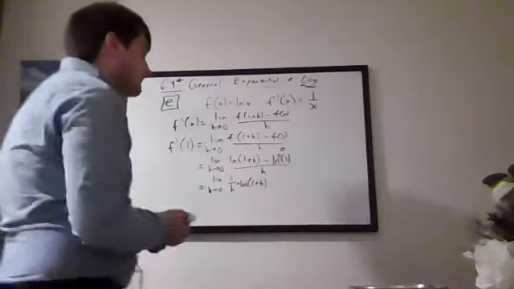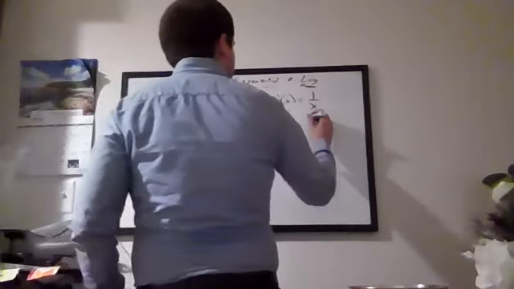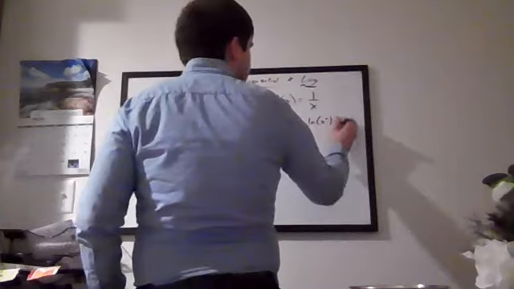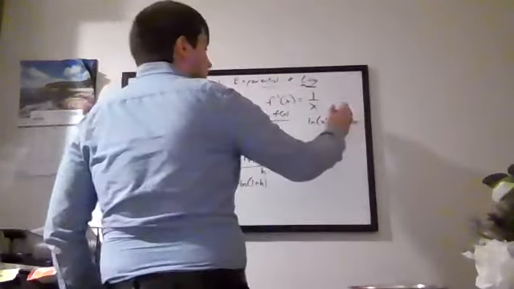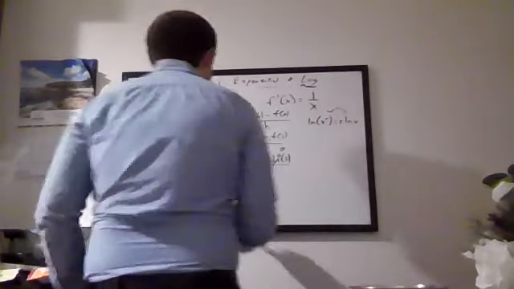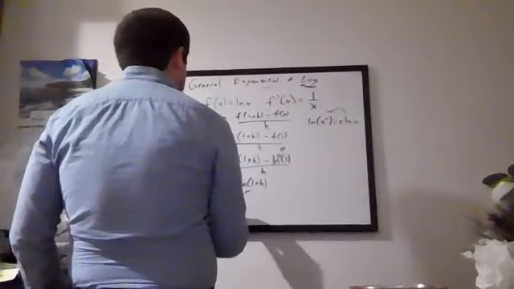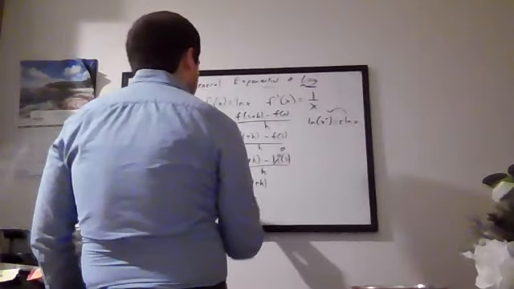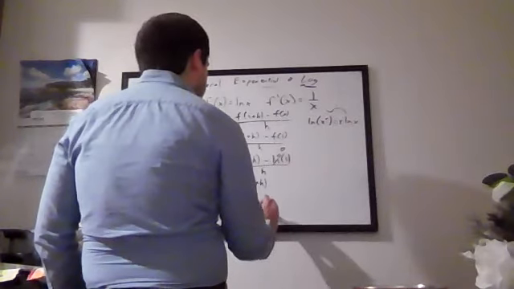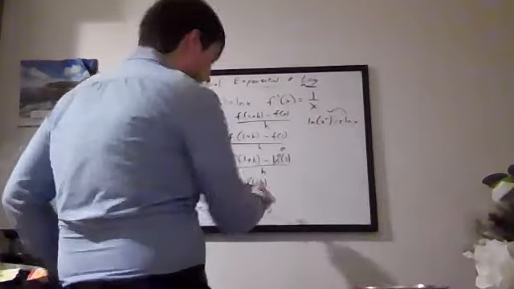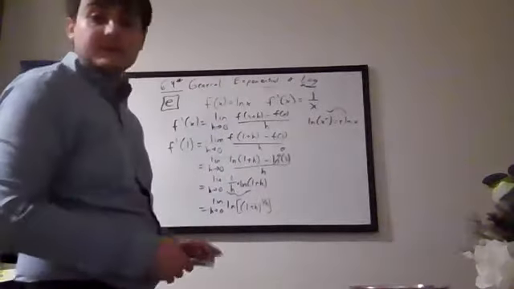So remember, if I have the natural log of x to the r power, this is r times the natural log of x. But this also works the other direction. So I'm going to take this 1 over h term and bring it inside. So we get the limit as h approaches 0 of the natural log of 1 plus h to the 1 over h power. Okay, fantastic.